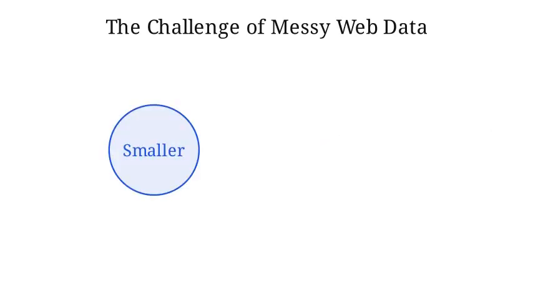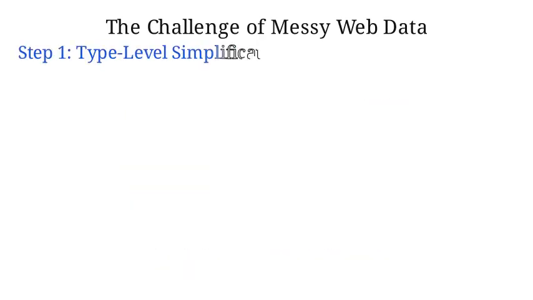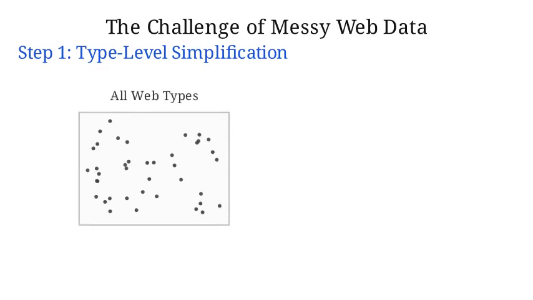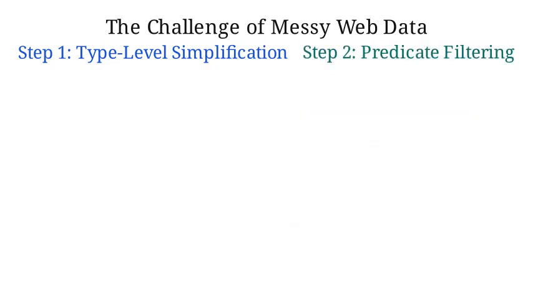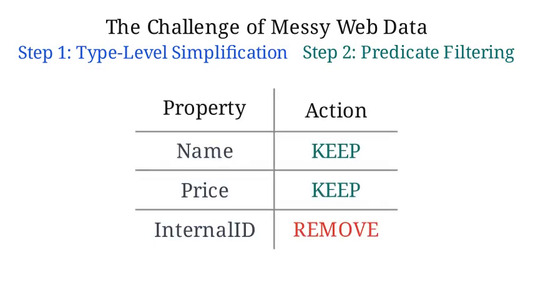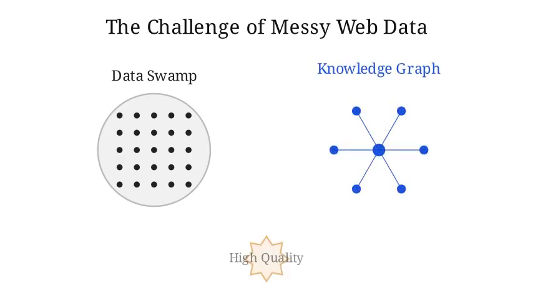The goal isn't just to make the graph smaller, but to make it smarter by shedding long-tail clutter. This process involves a two-step pipeline. First, we simplify the graph at the type level to identify core entities like products or books. Second, we perform a deep dive into predicates for those surviving types to ensure only the most informative properties remain. By the end of this pipeline, we transform a noisy data swamp into a streamlined, high-quality knowledge graph.